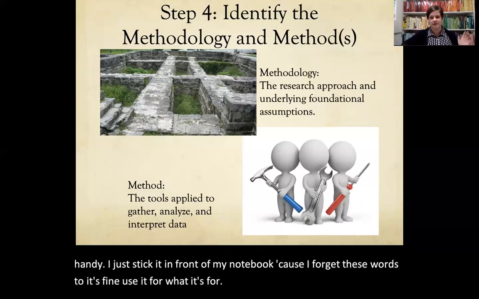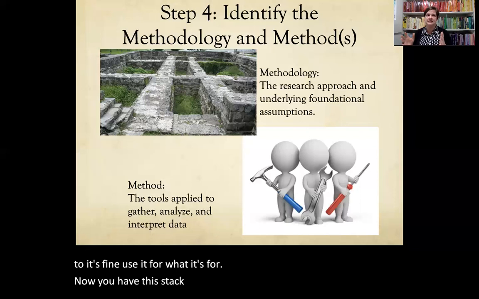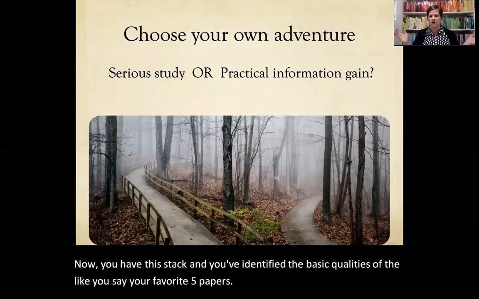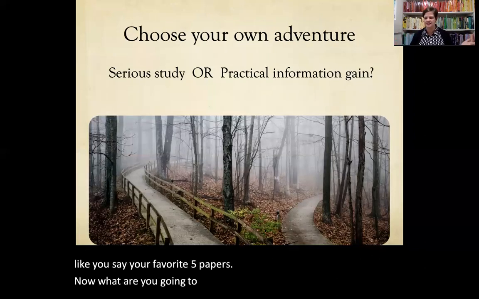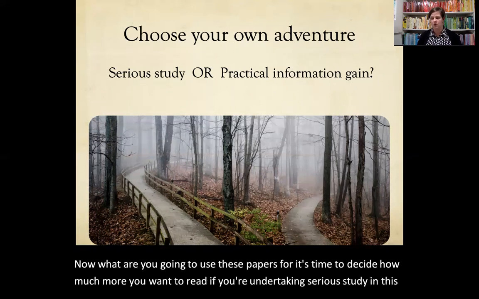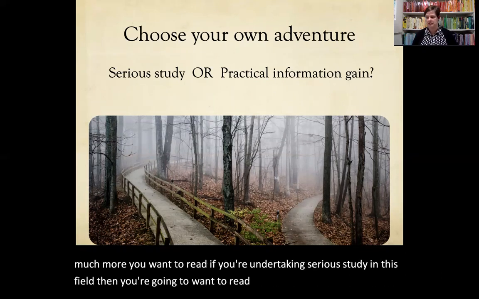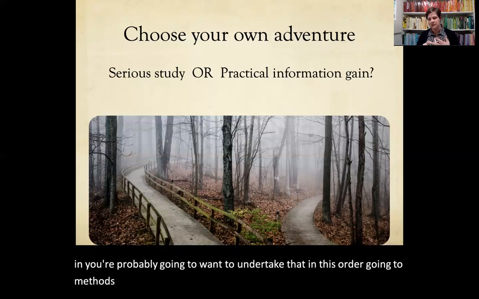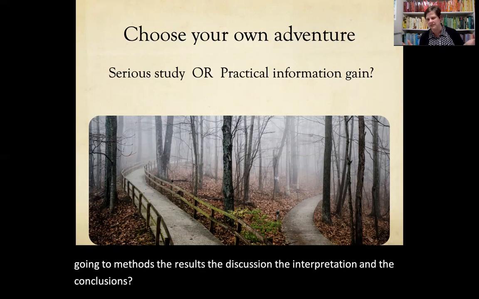Now you have this stack and you've identified the basic qualities of say your favorite 5 papers. Now, what are you going to use these papers for? It's time to decide how much more you want to read. If you're undertaking serious study in this field, then you're going to want to read this paper really thoroughly. And you're probably going to want to undertake that in this order. You're going to read the methods, the results, the discussion, the interpretation, and the conclusions. That's pretty much how they'll be laid out.